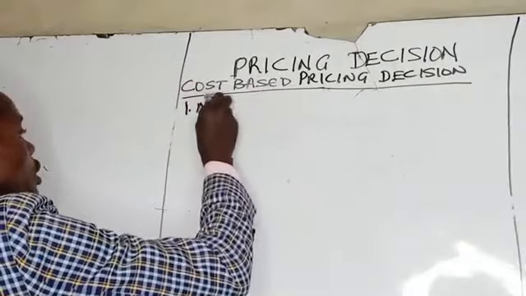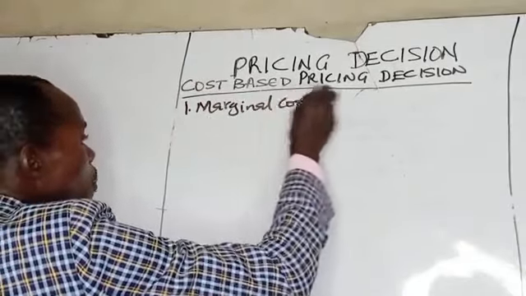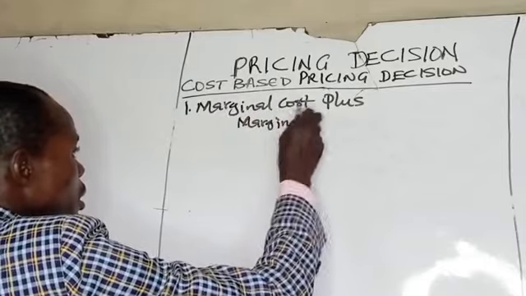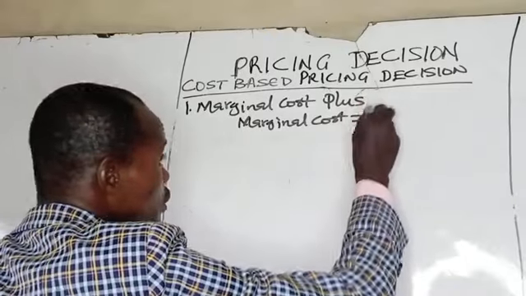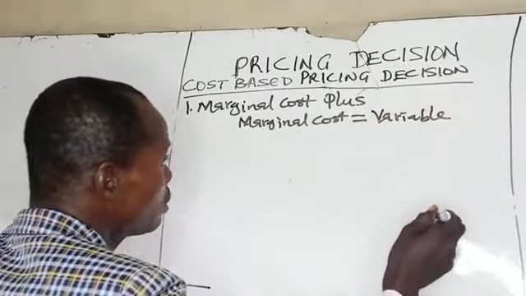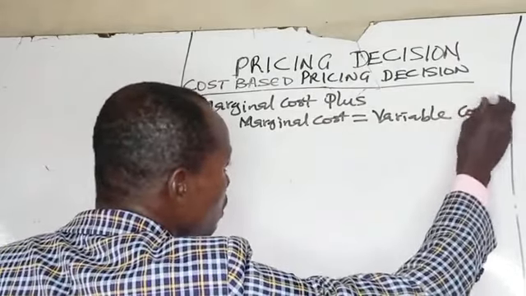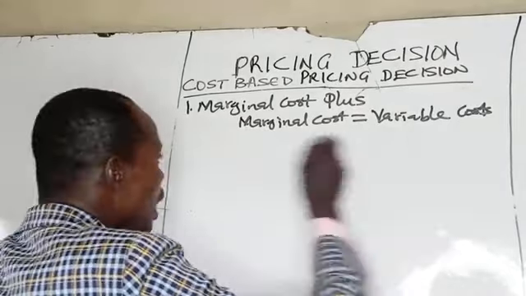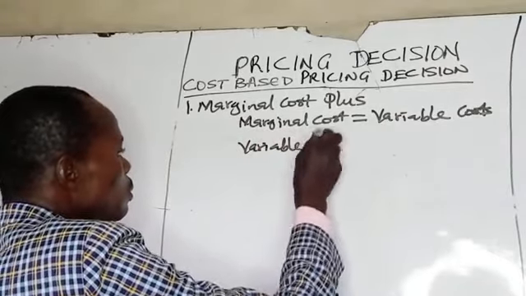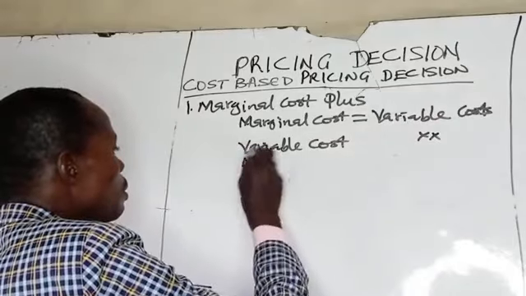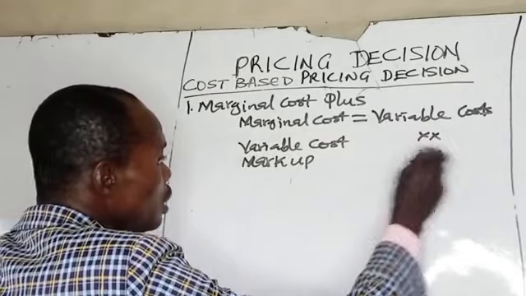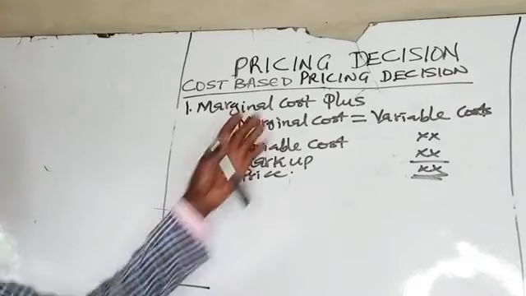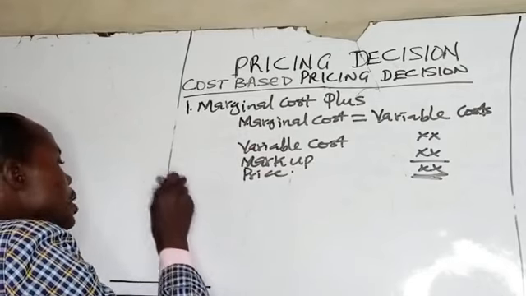Number one, we have marginal cost plus. Remember, marginal costs are the variable costs. Variable cost of production. You consider those that relate to production. Then you add markup to the marginal cost. So if you have the variable cost, you apply markup on the variable cost, you get the price of the product. That is marginal cost plus.